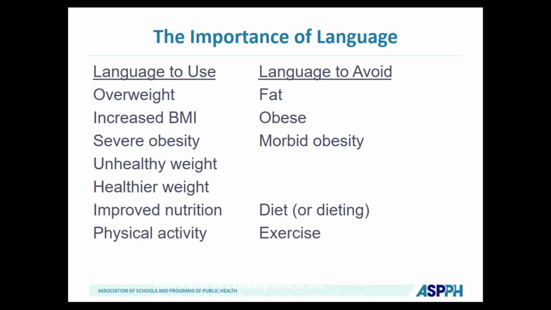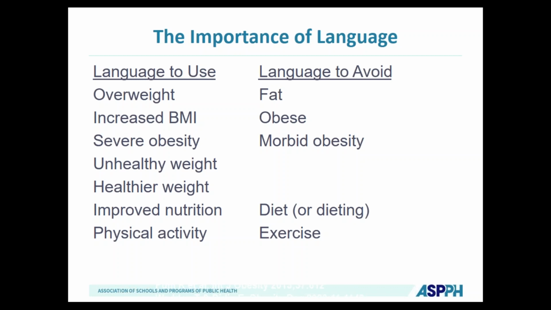The other part of this that's important is the language that we use to describe overweight and an unhealthy weight. This is based on work done by Rebecca Poole and others, really even talking about what language to use when speaking with people with obesity. So things like using obese or increased BMI, severe obesity as opposed to morbid obesity, talking about an unhealthier weight or a healthier weight, and to avoid the word diet.